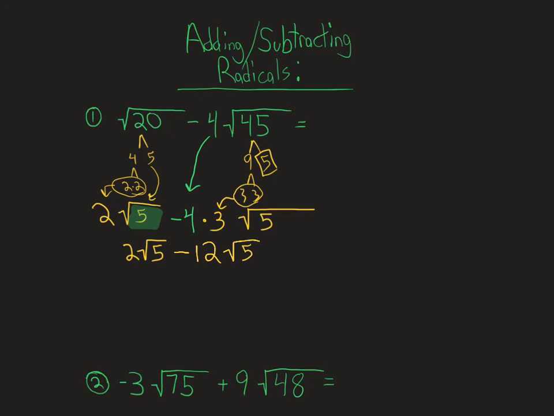Now it's just like a like terms problem. We're just putting it together, just like you always do when you're solving an equation. We're going to have some amount of radical 5s. We're really just putting together the 2 minus 12, which is negative 10. There you go.